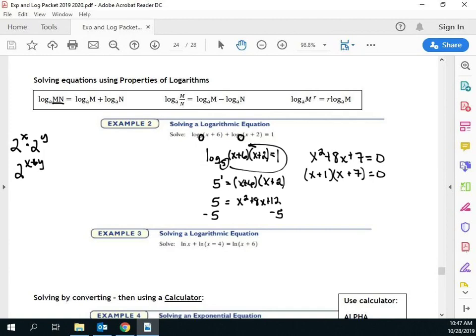What is the actual answer, though? We found the factors of it. We set them equal to 0. What's the answers we have here? -7 and -1. However, we are not done here. It's -7 or -1. But you got to remember this, guys.